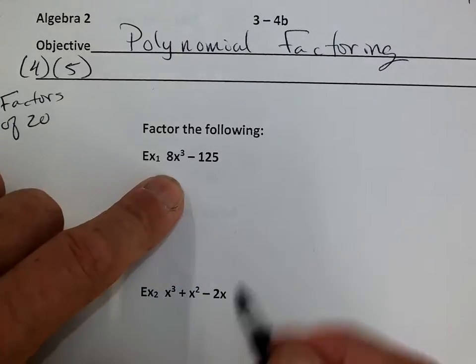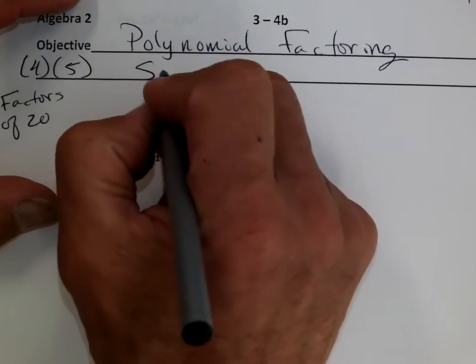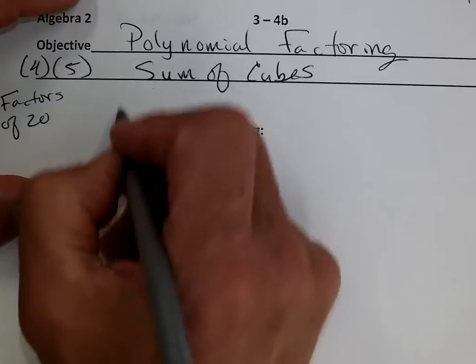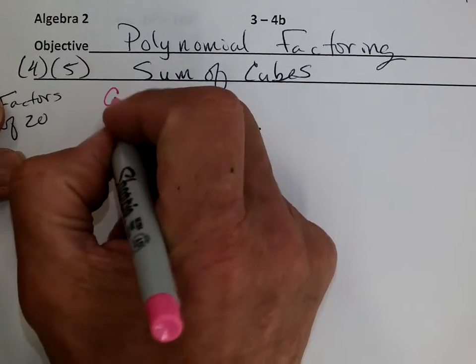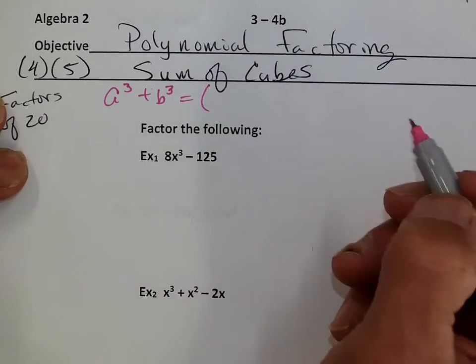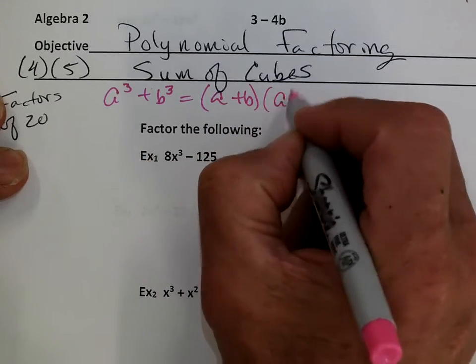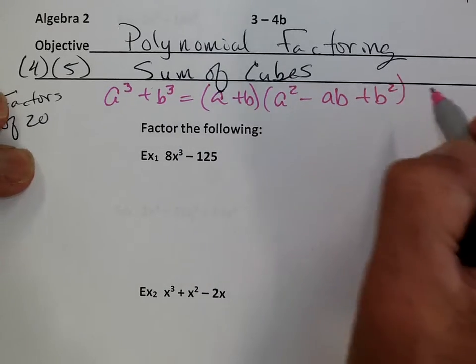First of all, we are going to take a look at our cubic ones. So let's look at our sum of cubes, and I'm going to use a different color so you can see this. How about my pink? Sum of cubes: if I have a cubed plus b cubed, and this is in your book, it's going to be an a plus b times an a squared minus ab plus b squared, okay?